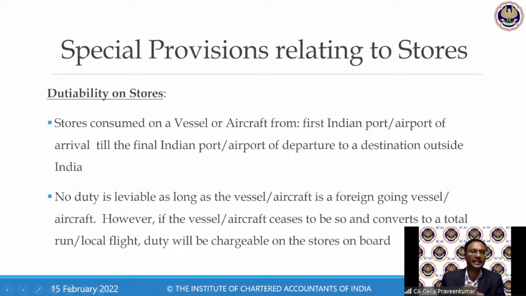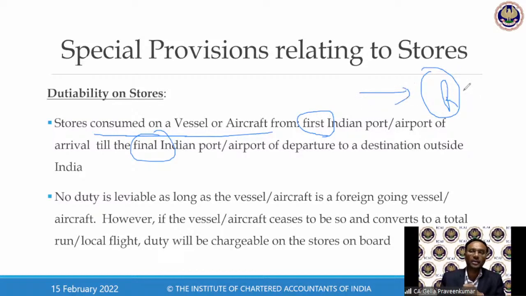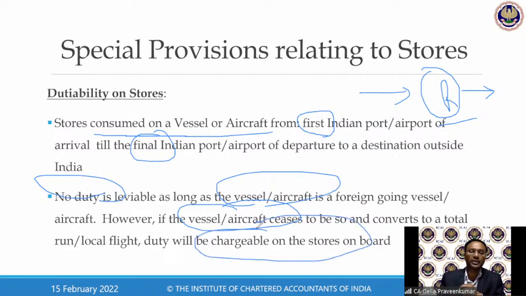This is the point I was saying. Stores are consumed on a vessel or aircraft. So at the first point where it enters India and at the last point when it leaves India, there is a record maintained, where they say how many goods have come in, how many goods are going out, and how much is the consumption within the given period. As long as it is within the boat or vessel, no need to pay duty. But once it is proved that it is not consumed on a boat or vessel, then they have to pay the respective duty on those stores.